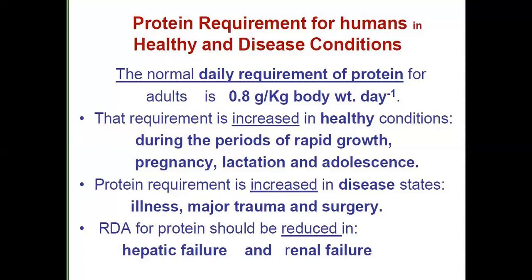But this requirement, 56 grams, may be increased. These recommendations need to be increased in a person on a vegetarian diet, because plant products are much lower in protein than animal proteins, and a vegetarian diet has much lower caloric density than animal proteins like meat.